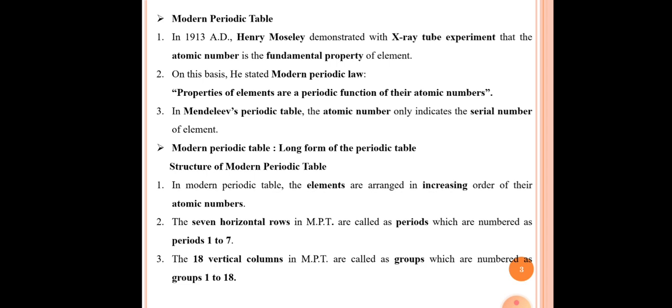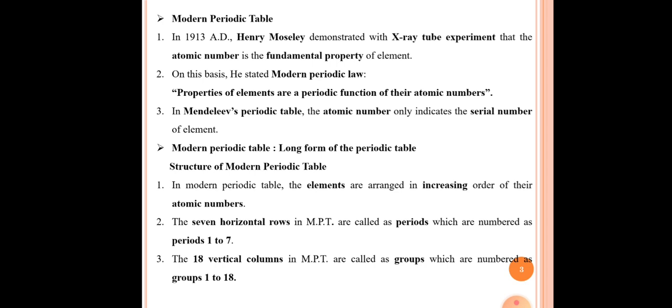Our second point is, on this basis, Henry Moseley stated the modern periodic law. The statement of the modern periodic law is: properties of elements are a periodic function of their atomic numbers. So this is the statement of the modern periodic law, in which the properties of elements are a periodic function of their atomic numbers.